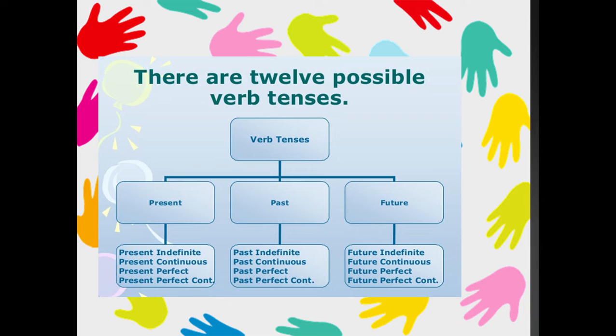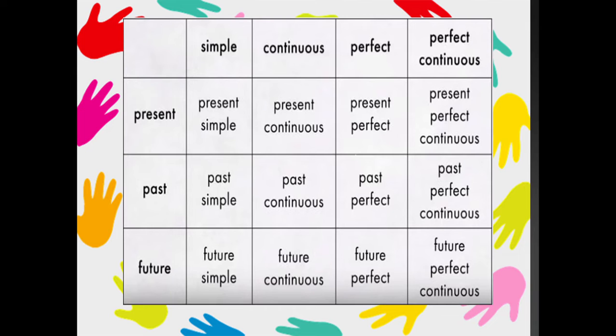As discussed earlier, there are 12 possible verb tenses. They are present, past, future: present indefinite, present continuous, present perfect, present perfect continuous; past indefinite, past continuous, past perfect, past perfect continuous; future indefinite, future continuous, future perfect, future perfect continuous. We have put the tenses in a grid to simplify so that you can understand them better.